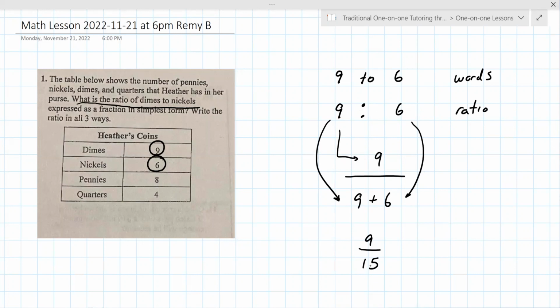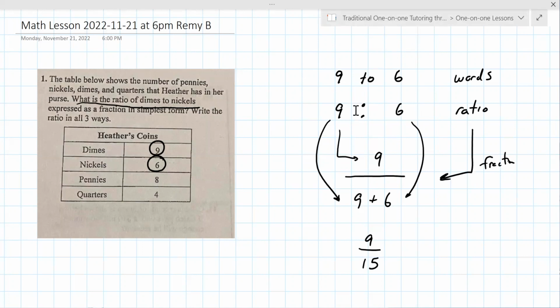Wait, what? That doesn't make sense. Well, it's the ratio of dimes to nickels. So we've got 9 and 6. And then the way you convert a ratio to a fraction, which maybe you haven't been doing yet in class. I thought it'd be 9/6.